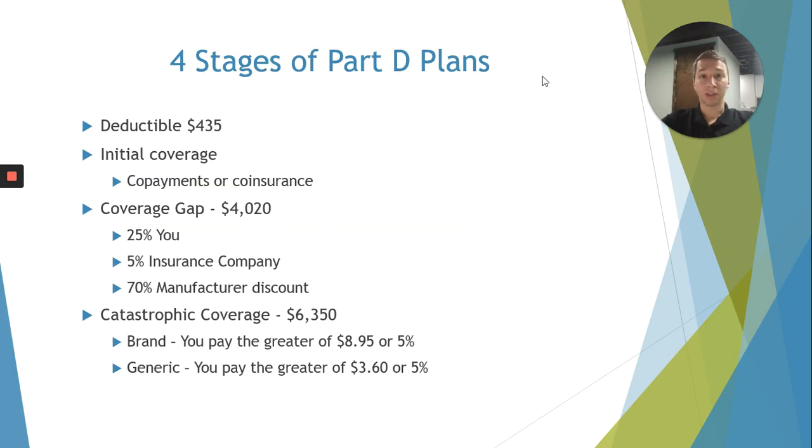So if we look at the stages, you move into the coverage gap by that combined bucket, that total bucket, reaching a total dollar amount of $4,020 for the calendar year. Now you stay in that coverage gap level until your bucket reaches $6,350. And that's how you'd move from stage to stage. Like I said, not everyone meets all of these different stages throughout the year, but it's important to understand how you could.